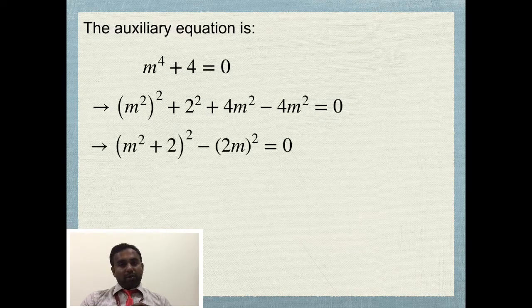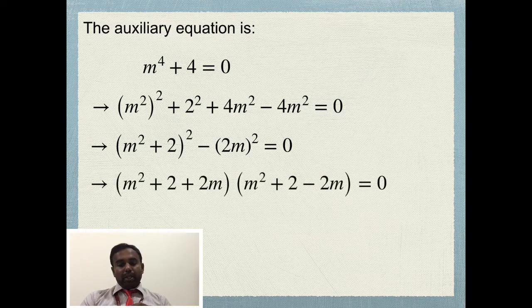Now on the other side, the first three terms can also be written as m square plus 2 the whole square using the a plus b whole square logic, and minus 4m square turns out to be minus of 2m square. Now this is of the form a square minus b square, which can be split as a plus b into a minus b. So I am getting two different quadratic equations here, which is m square plus 2 plus 2m, m square plus 2 minus 2m. Both are being equated to 0.